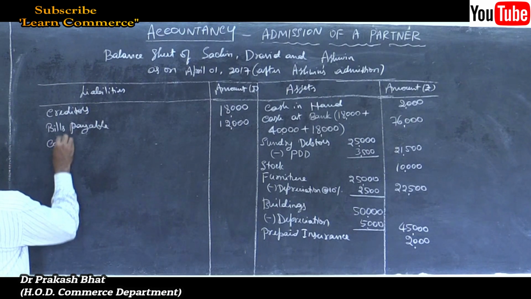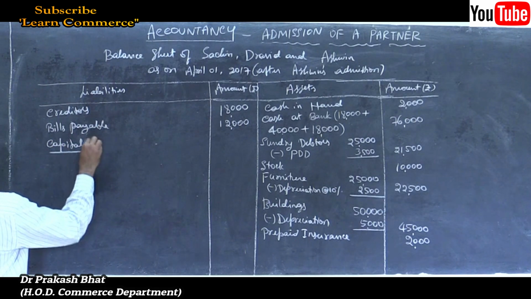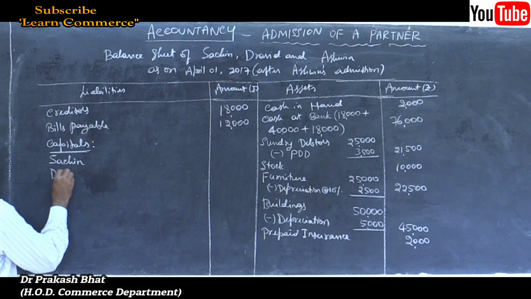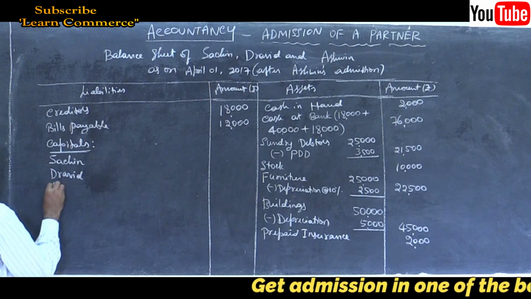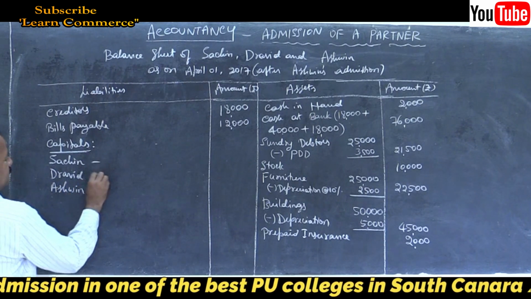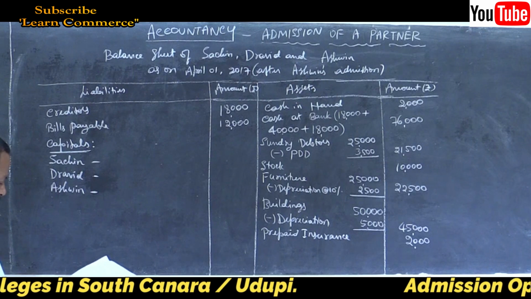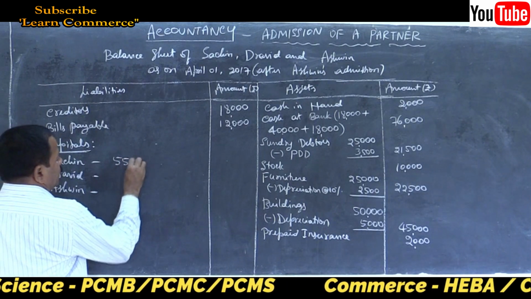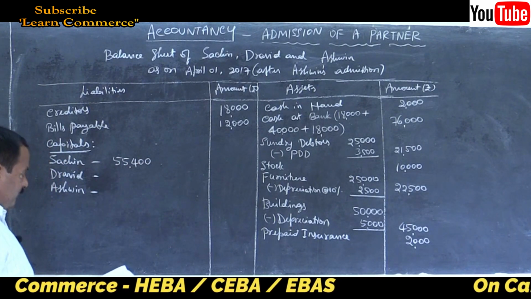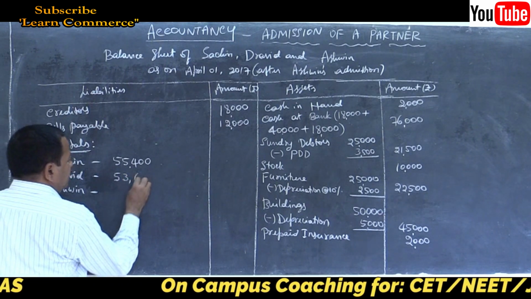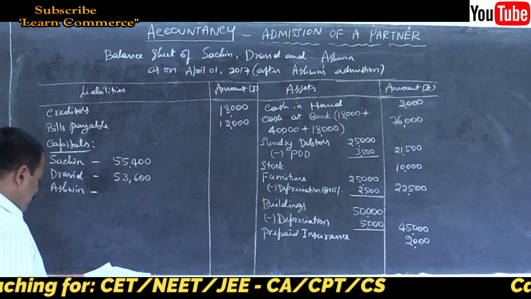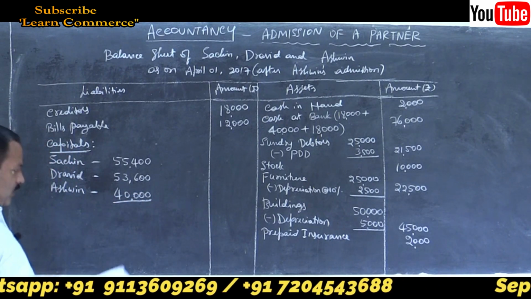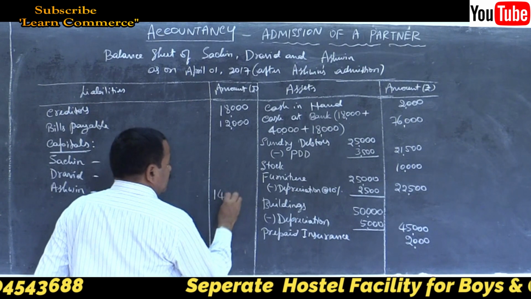Straight away, capital accounts. That is capitals. Under that, Sachin, Dravid and Ashwin. Write the amount, the final balance, that is 55,400. Then the other partner 53,600. And the last partner 40,000. Total in the outer column 1,49,000.